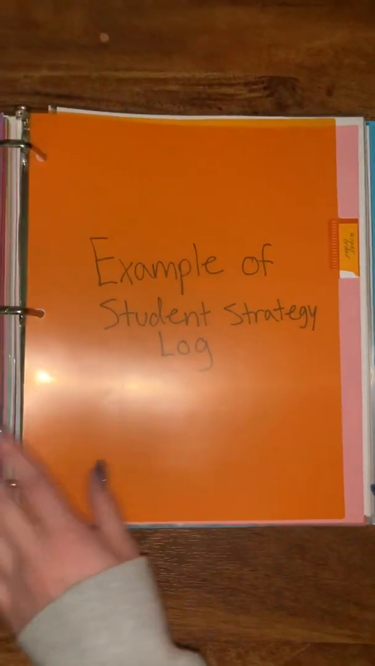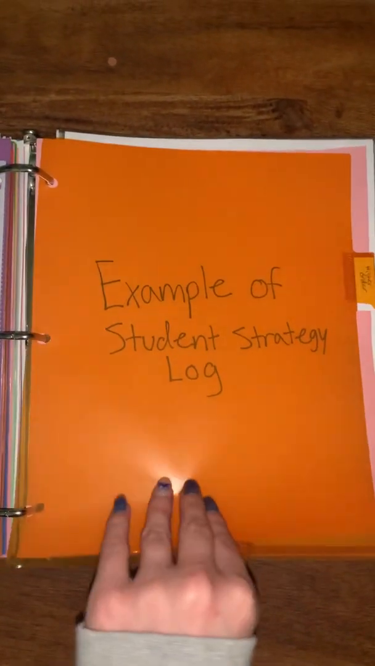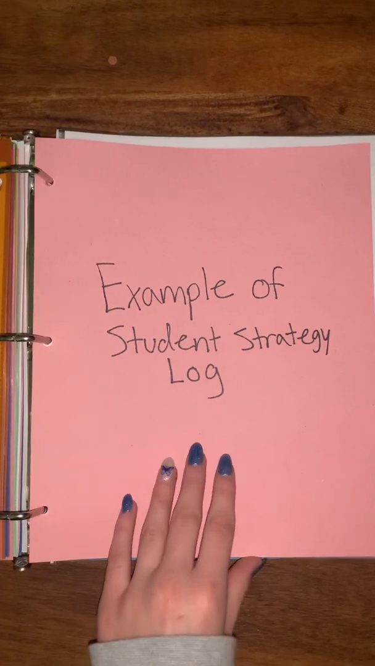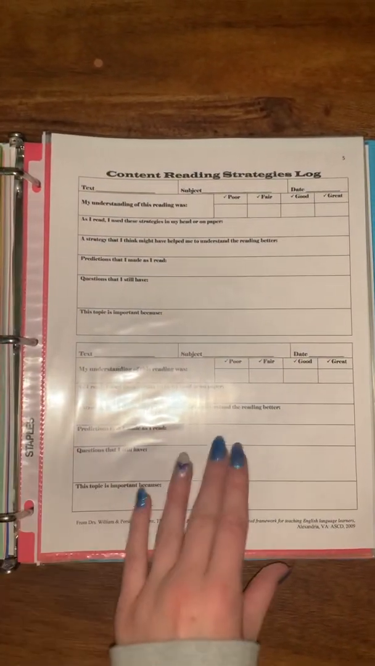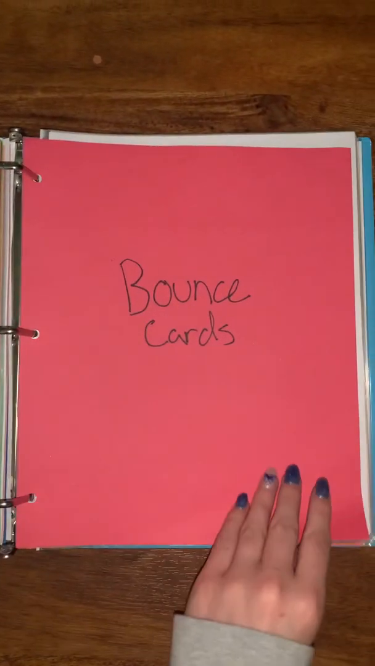Metacognition. This is a picture of just my personal organizer. This is actually this week and what I have to do, and it's just my way of staying organized with what's going on in this class as well as my other 4. Then we have higher order thinking. Sample of student strategy log. We have the bounce cards.